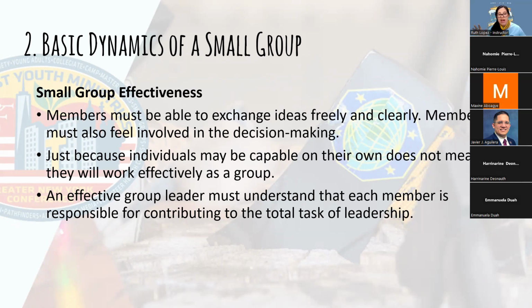Try to redirect that way, either accept the idea or redirect it in a positive way. Just because individuals may be capable on their own does not mean they will work out effectively as a group. There are many people that are very efficient at something, very capable of doing something, but when you put them in a group setting, it's a disaster.